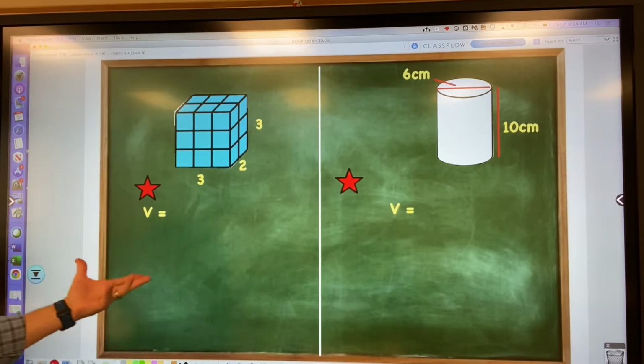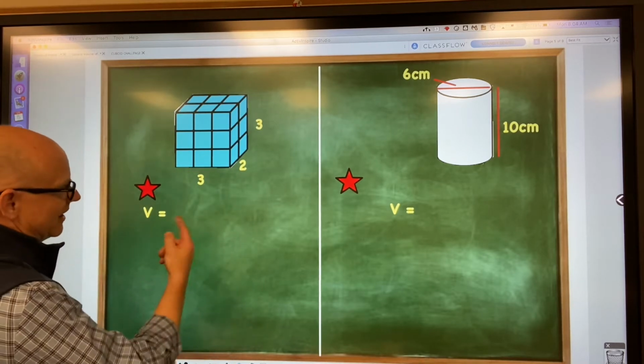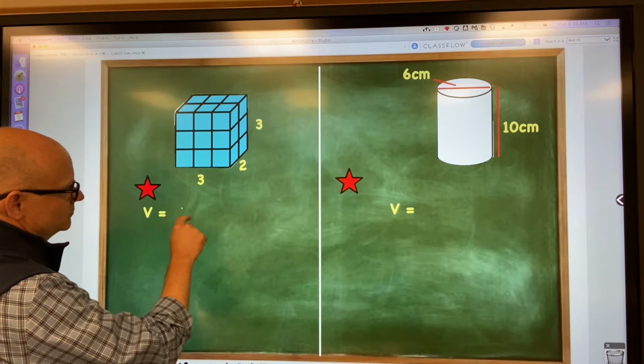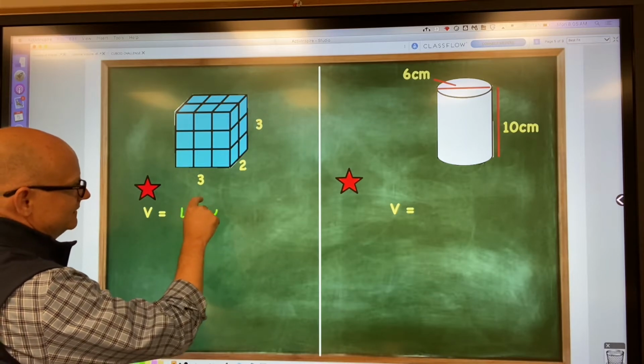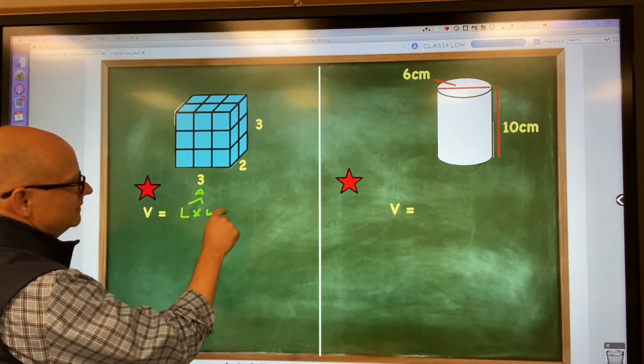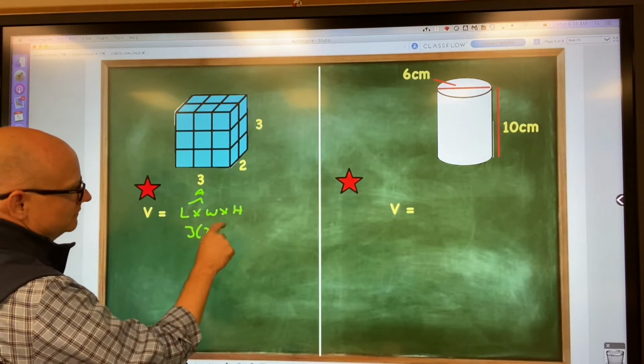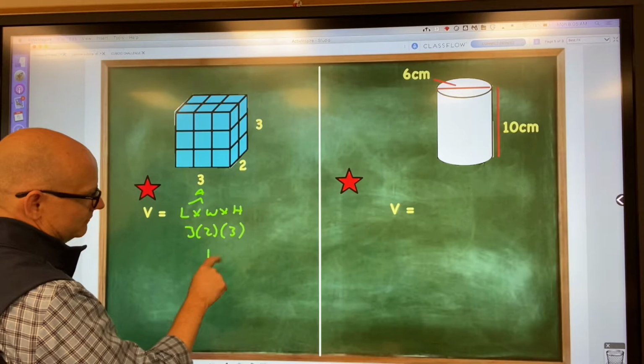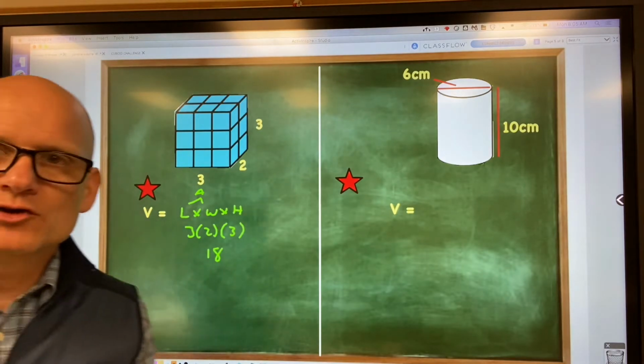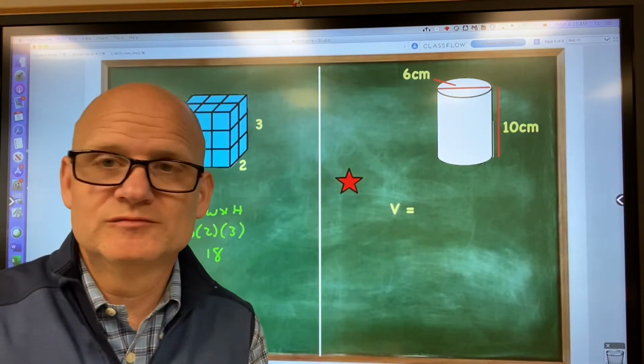Okay, so find the volume of this. Well, remember, it's just the area of the base, which would be length times width. That's the area, times the height. So you've got 3 times 2 times 3. Wow, it's 18. And then if those were centimeters, you would say centimeters cubed.